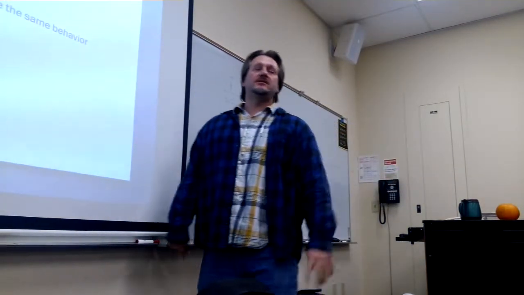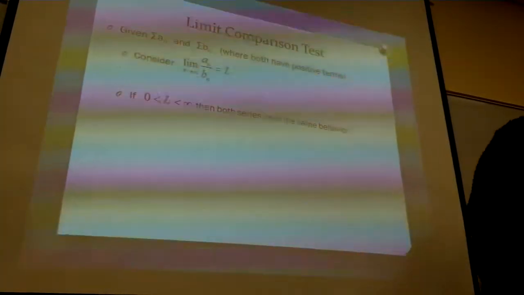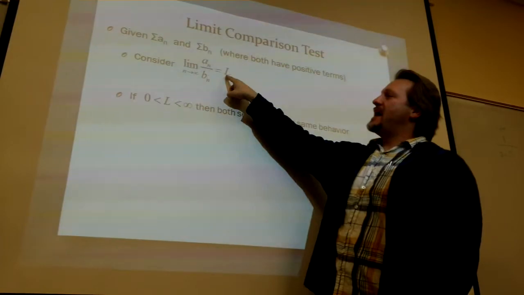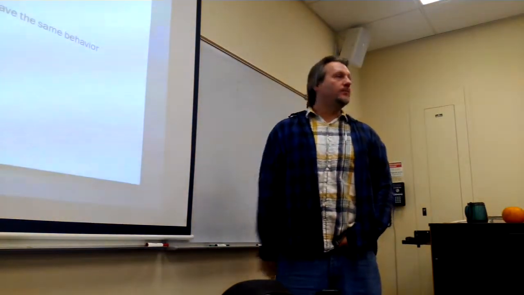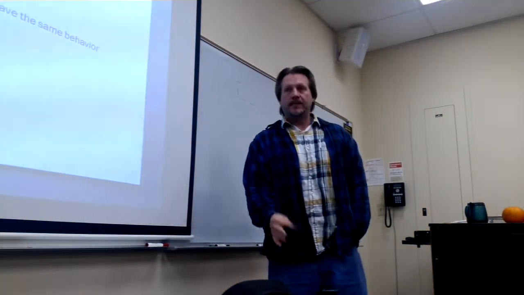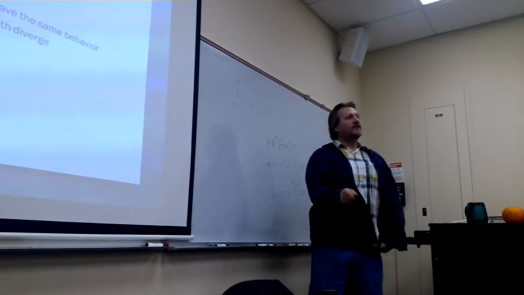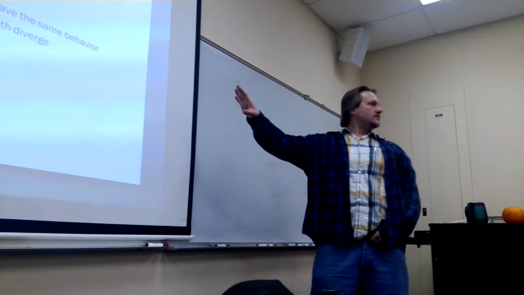And what it says is very simply this. Take the ratio of an and bn. Again, you have to check positive. And do the limit on that. And if that limit is a positive constant, so it can't be 0 or infinity, but any other number in between will be just as good, then the two series do the same thing. What that means is they're either both convergent or they're both divergent. Is everybody okay with that test?